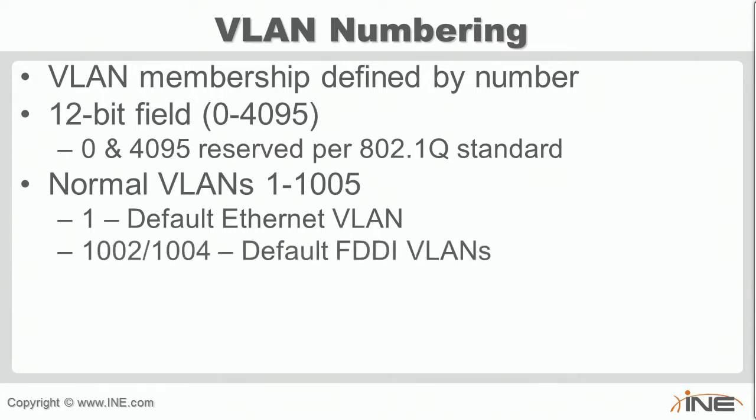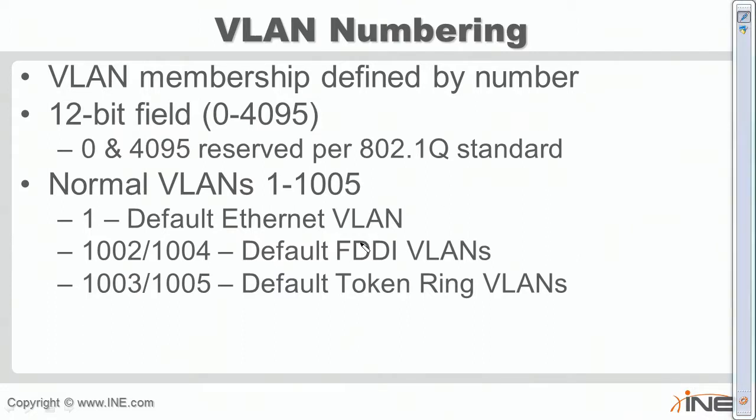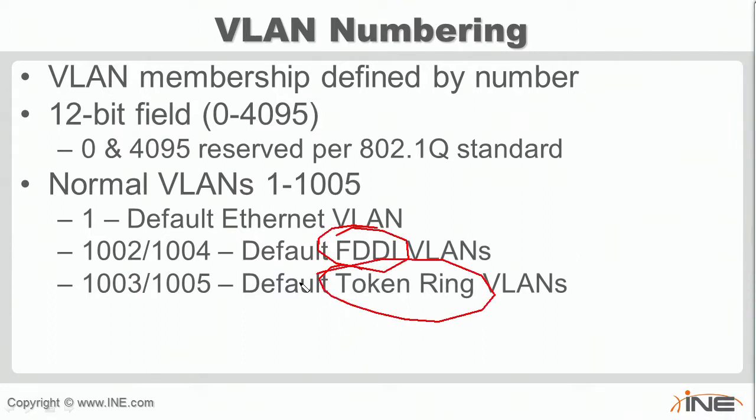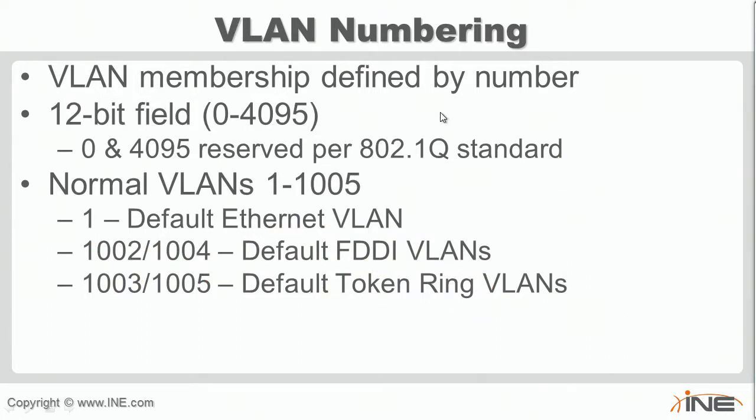The other four, 1002 and 1004, and 1003 and 1005, are for backward support of the legacy protocols FDDI and Token Ring, which were the IBM standard LAN protocols, where Token Ring was a 16 megabit per second ring over copper and FDDI was a 100 megabit per second ring over fiber. But in today's networks, these are rarely used anymore. We're dealing with just Ethernet, so these numbers aren't going to be used for anything. But you will see that they are going to be assigned automatically on the switches.